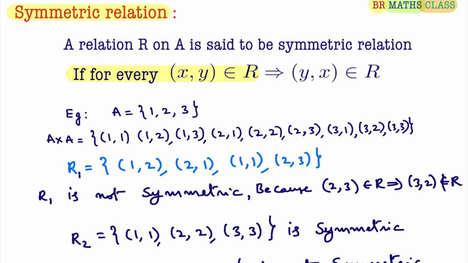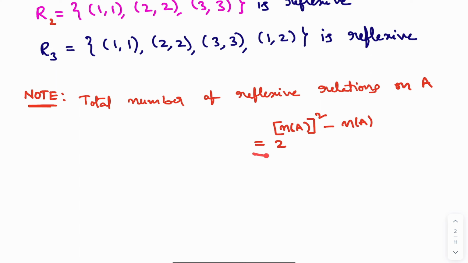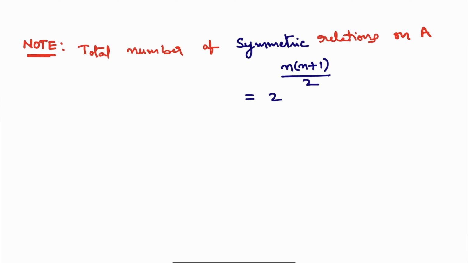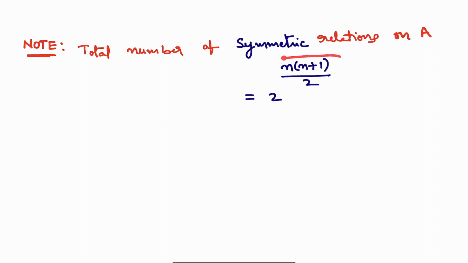As we have a formula for the number of reflexive relations, we have a formula for the number of symmetric relations also. The total number of symmetric relations formula is 2 power n(n+1)/2. In some other class, I'll discuss why the number of symmetric relations is 2 power n(n+1)/2.